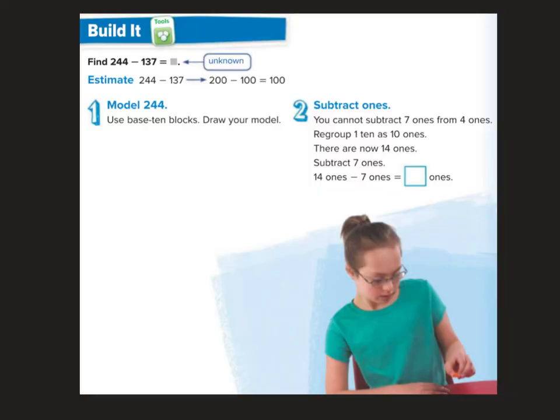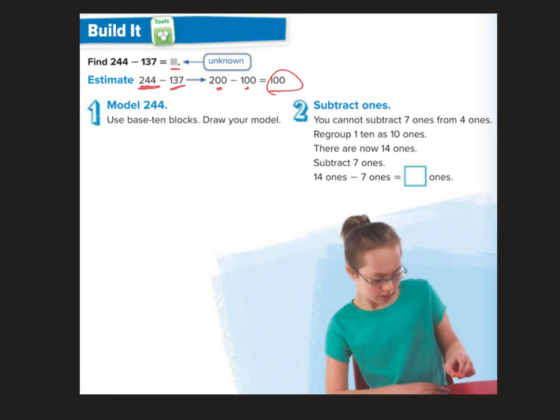All right, so the first problem says find 244 minus 137 equals the unknown. Okay, that's the number we need to solve for. So first step is we're going to estimate. 244 is about 200. 137 is about 100. So we know our answer should be near 100. We did make a big jump, right, going from 244 down to 200 and from 137 down to 100. So we'll see how close we get.